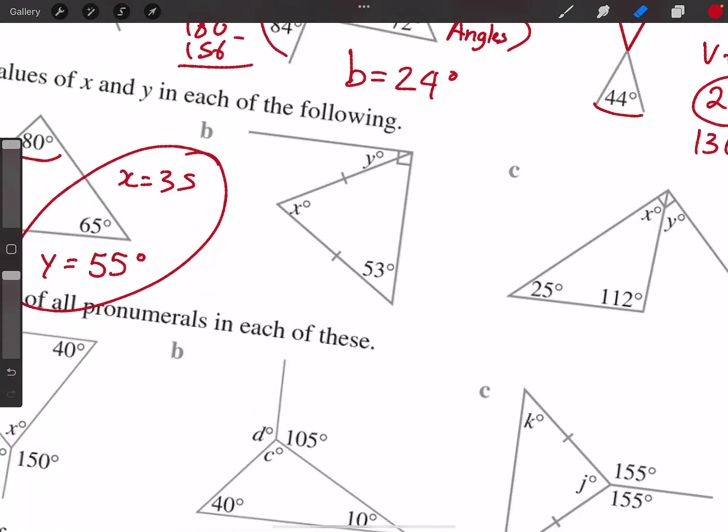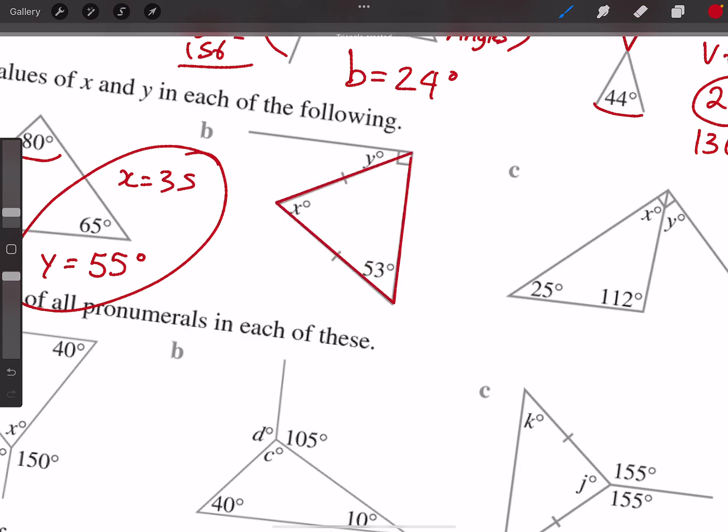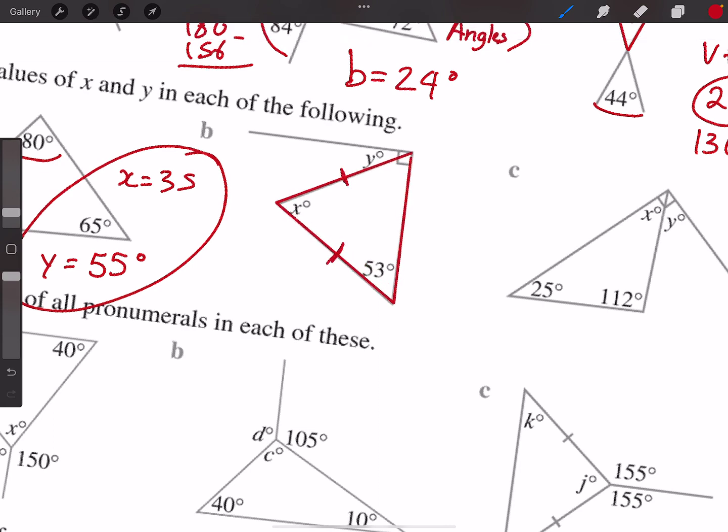Okay, can you see there's an isosceles triangle here? This one here, right? This side is equal to this side. Therefore, this angle and this angle must be equal. So that's 53, this must also be 53. And then what can we say about X?